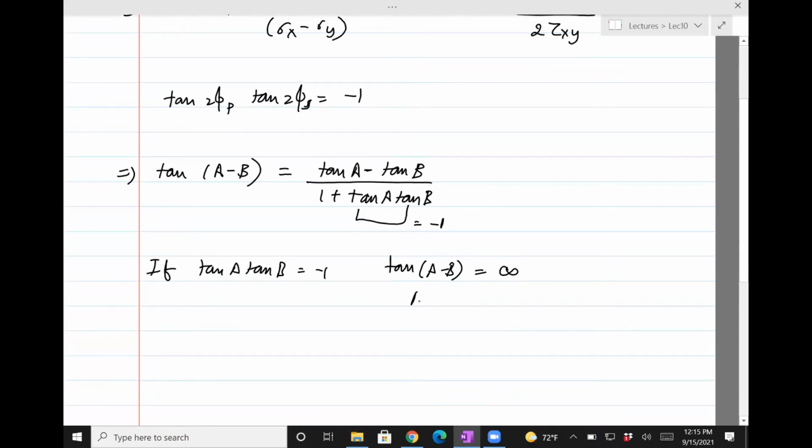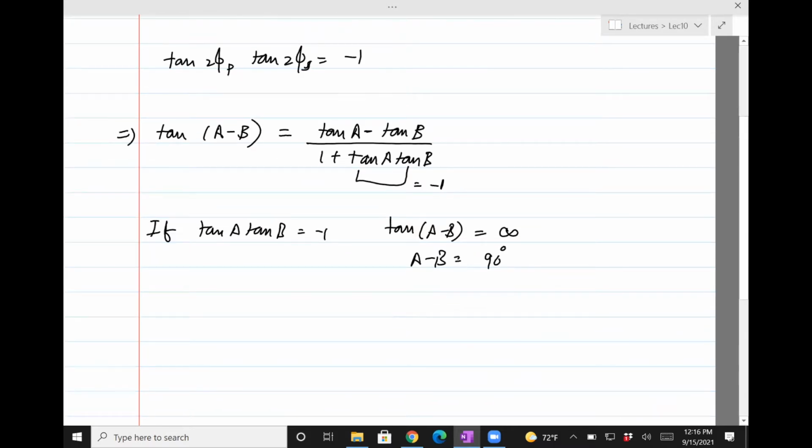And when it is infinity, the angle should be equal to 90 degrees. Tangent of 90 degrees is infinity. Okay, so that's something to remember.